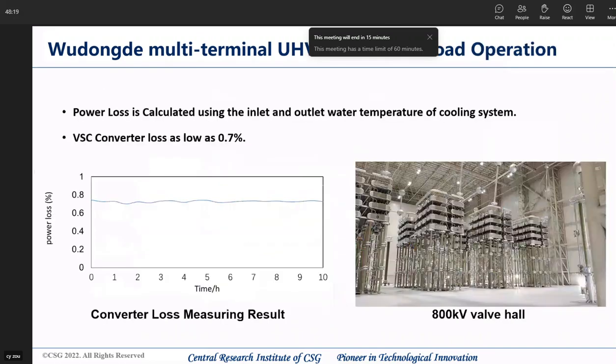The power loss is calculated using the inlet and outlet water temperature. The VSC converter loss is about 0.7%, and note that we are using 70% full-bridge converters.